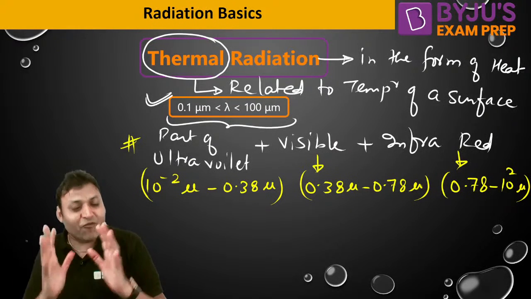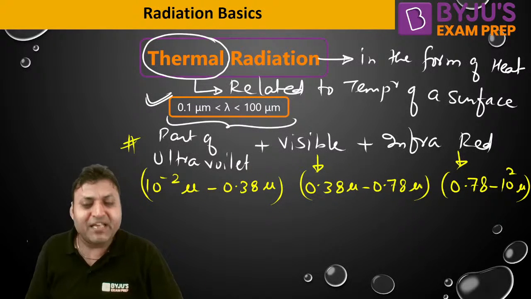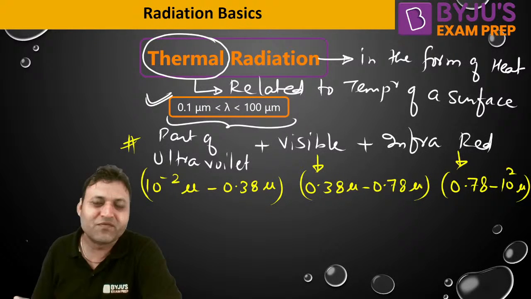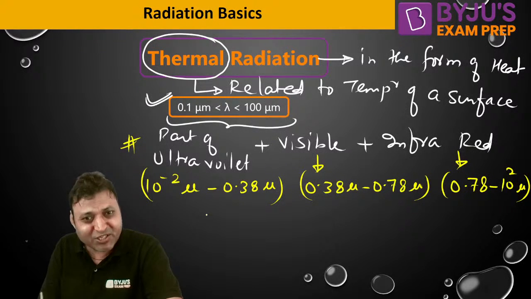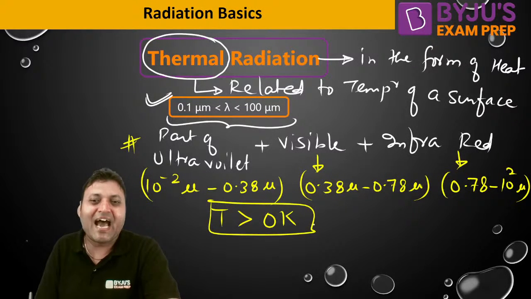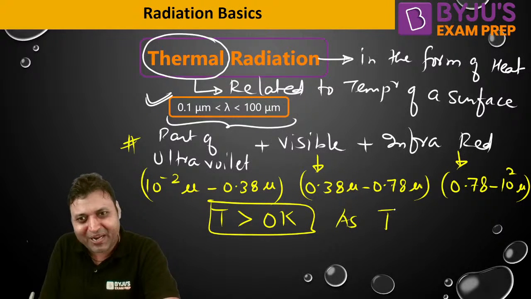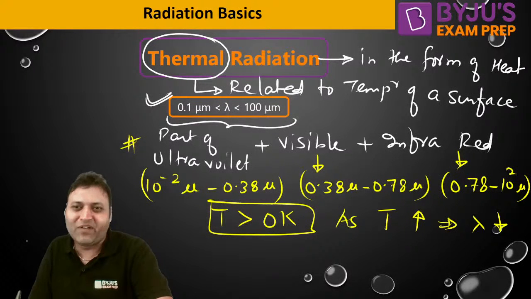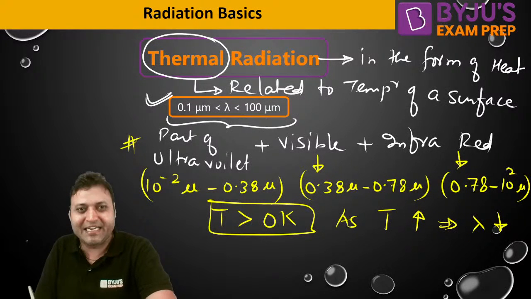So each and every substance, every surface emits thermal radiation when the temperature of the surface is greater than absolute zero. When the temperature is greater than absolute zero, so temperature greater than 0 Kelvin, there is thermal radiation emitted by the surface. And as the temperature increases, the radiation emitted will have a lower wavelength. As the temperature increases, the wavelength decreases.